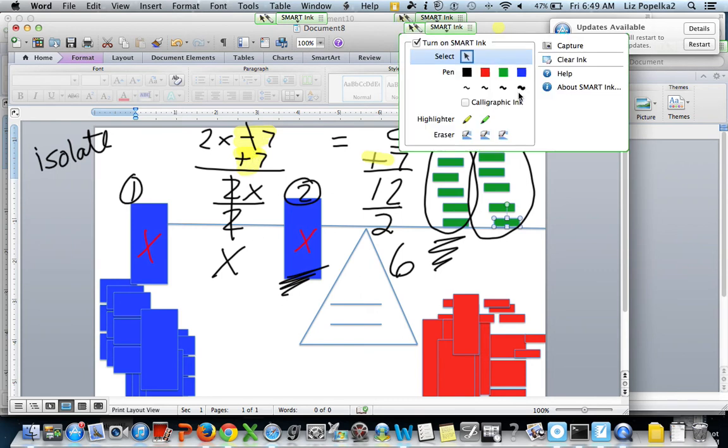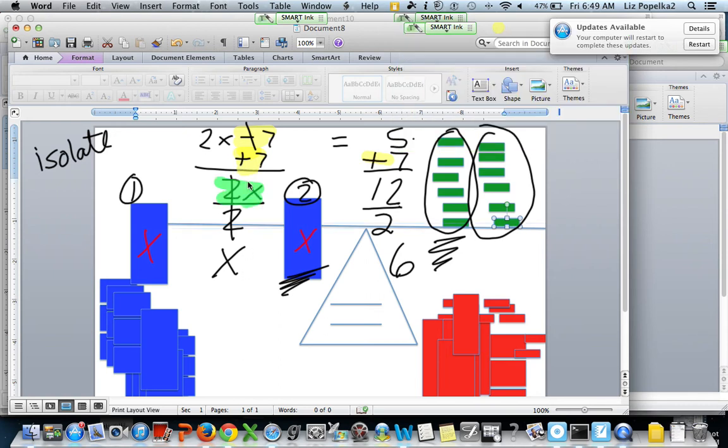Then for my next step, in order to get rid of this 2 times x, the opposite of multiplying by 2 is to divide by 2. So that's why 2 x's divided by 2 got me just 1 x. I divided this side by 2, so I had to divide that side by 2, so x was equal to 6.